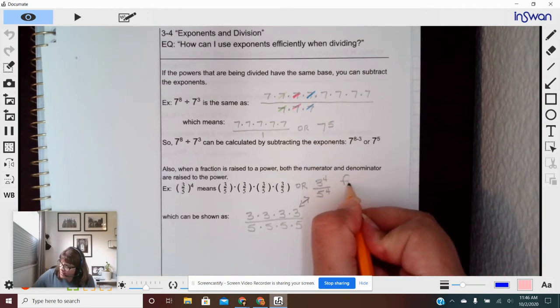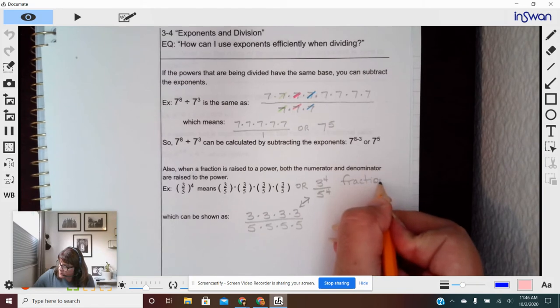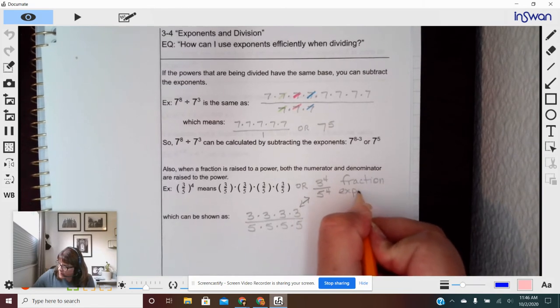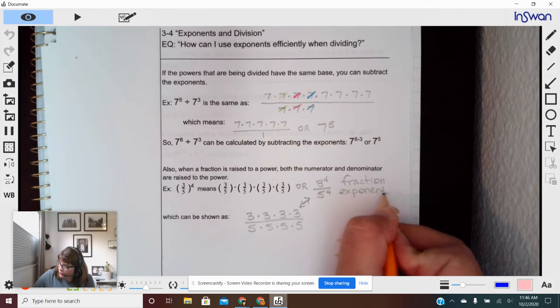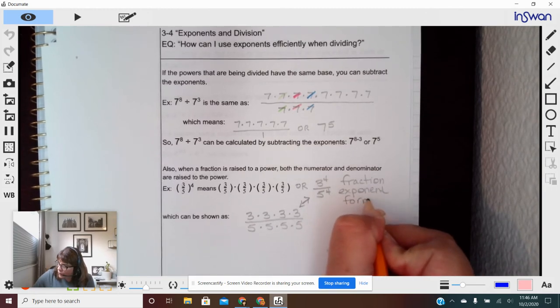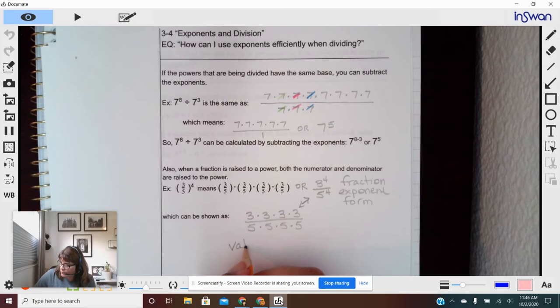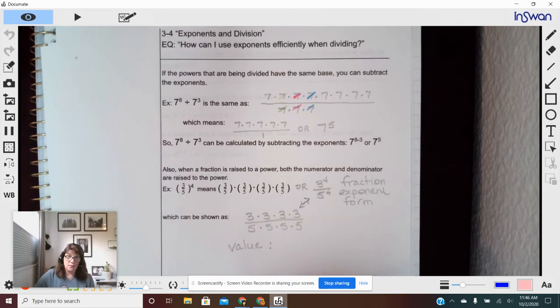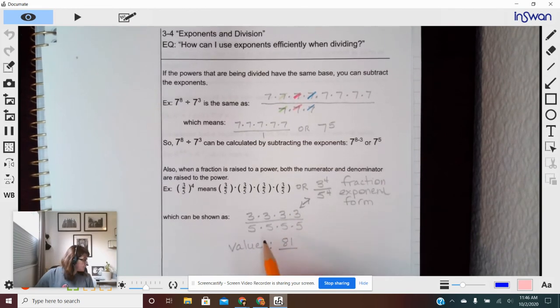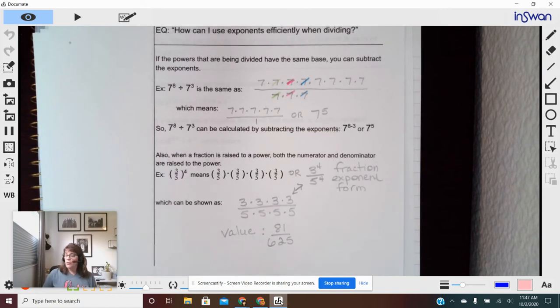Okay, so this is fraction, exponent form, or the value, which would be 3 times 3 times 3 times 3, 81, and 5 times 5 times 5 times 5, 625.